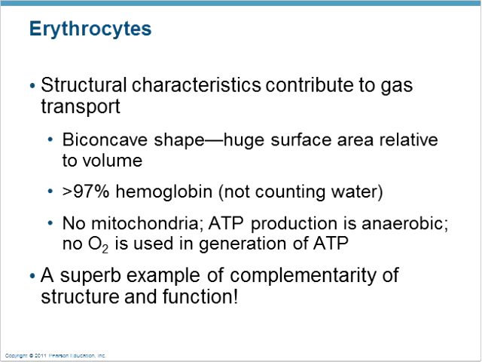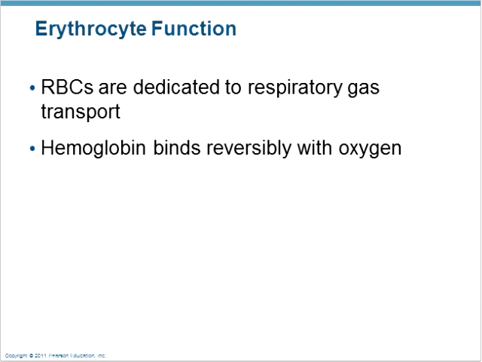Erythrocytes have structural characteristics which contribute to their ability to transport gas. The biconcave shape gives a huge surface area relative to the volume of the cell itself. The cell is 97% hemoglobin, not counting the water. It has no mitochondria. ATP production is anaerobic. There's no oxygen used for ATP production, because oxygen is a transported material, not a functional material. It's a superb example of the complementarity of structure and function. It really does exactly what it's supposed to do. It's the perfect answer for the transport of oxygen and CO2.